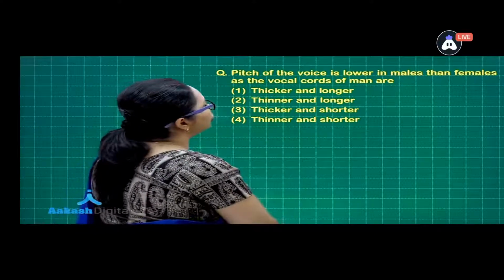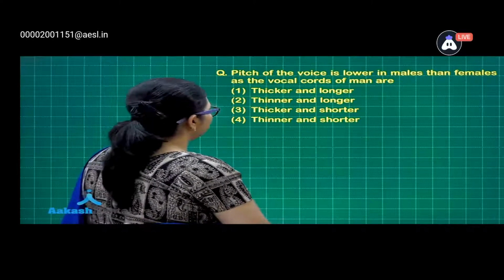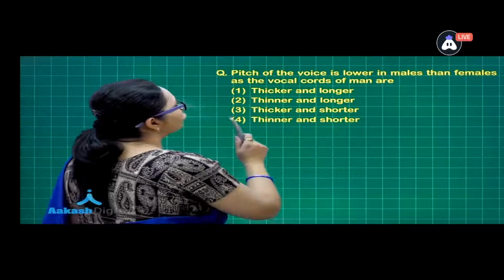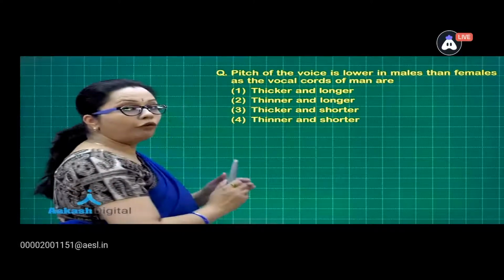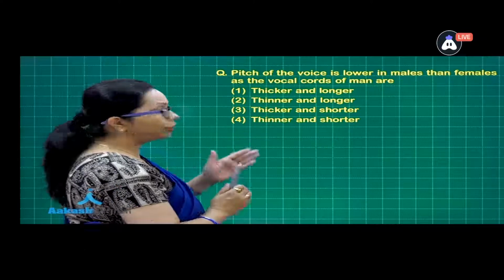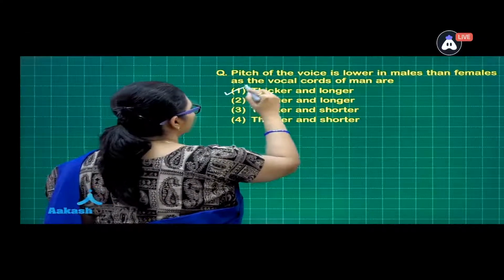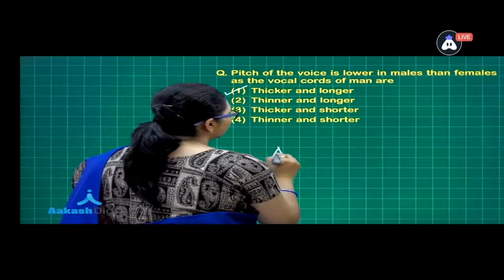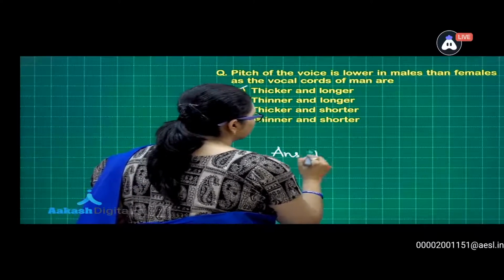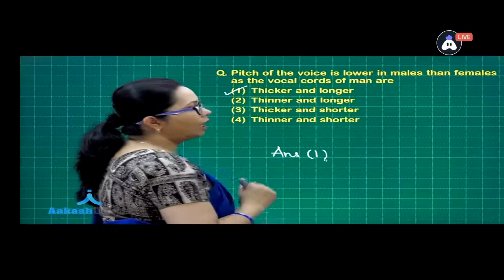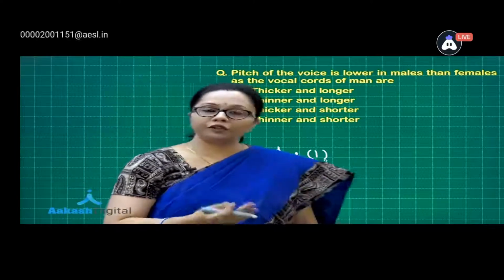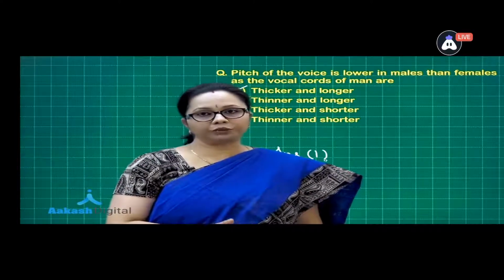Now pitch of the voice is lower in males than in females, as the vocal cords of man are. Now vocal cords of the man, because of the effect of testosterone, they are thick and long. So here answer 1 is the correct answer. Now let's move ahead with the rest of the part of the respiratory system.